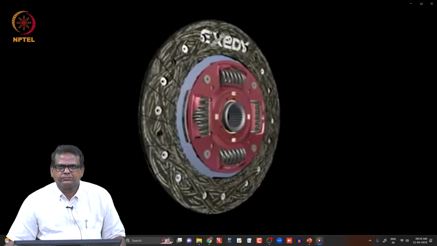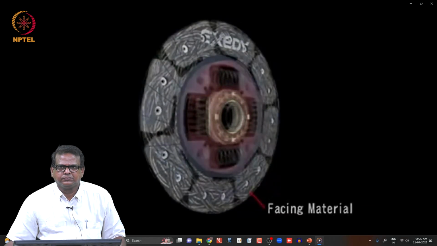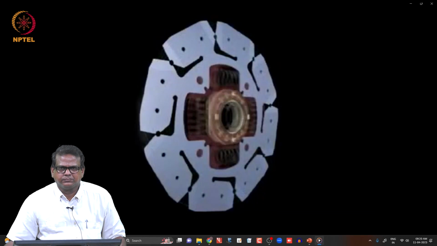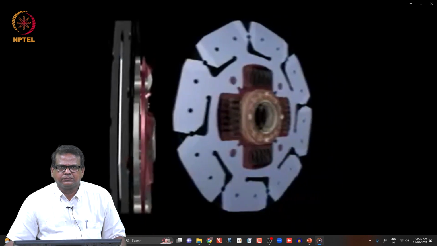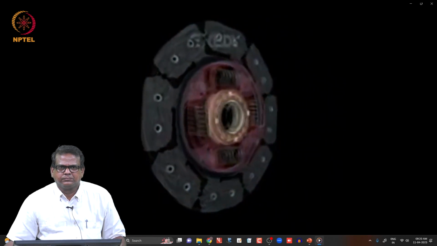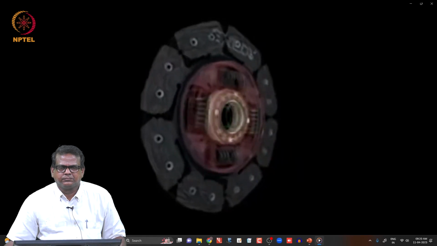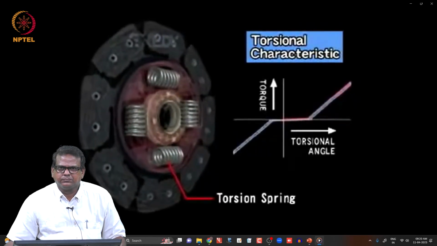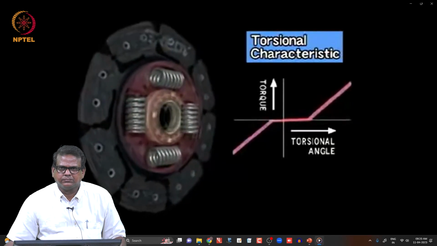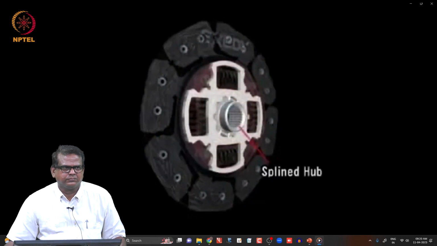Next, looking at the clutch disc assembly, engine torque is first transmitted from the pressure plate to the facing material. This facing material is supported by the cushioning plate, which makes half-engaged clutch control possible. Engine torque is transmitted to the retaining plate and clutch plate, which hold the entire assembly together while actuating the torsion springs. The primary function of the torsion springs is to absorb fluctuations in engine revolution. Finally, engine torque is transmitted to the transmission via the splined hub.